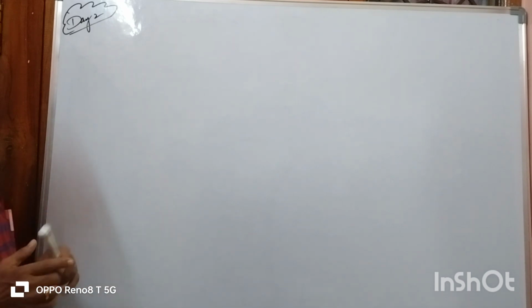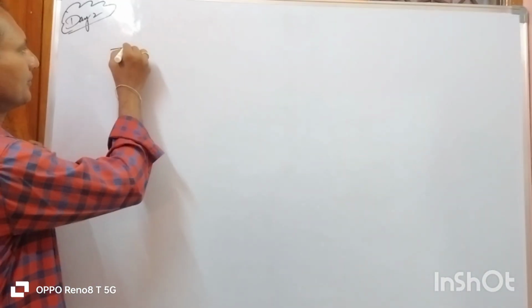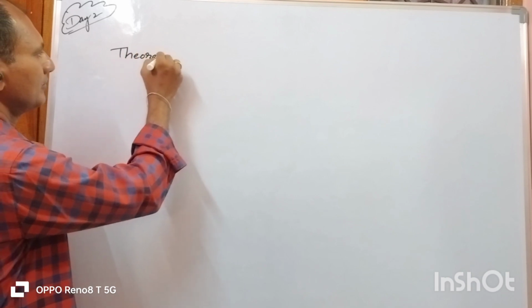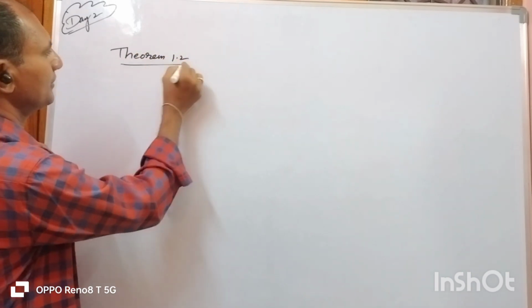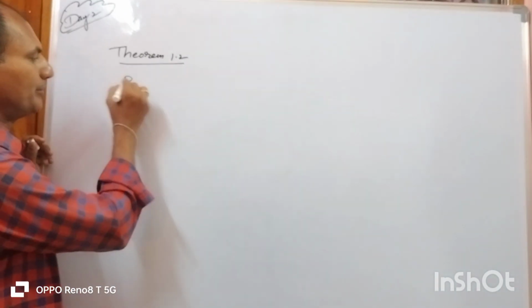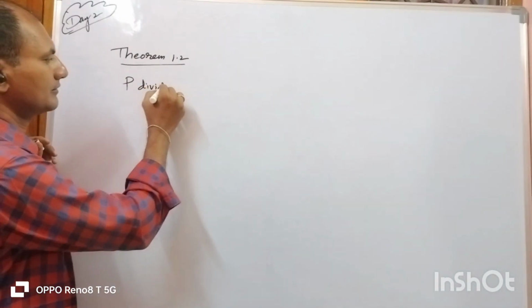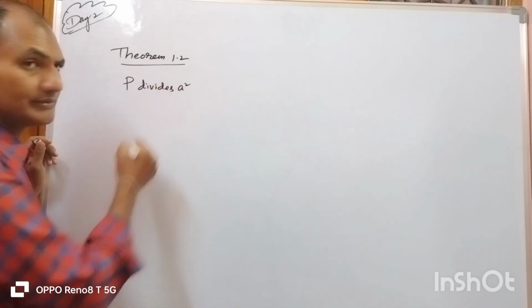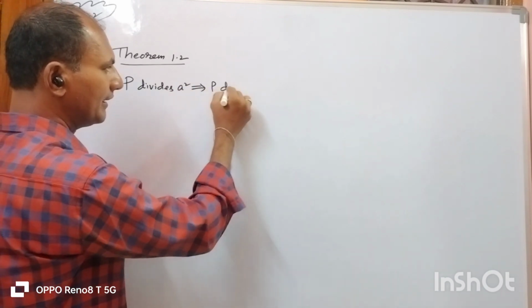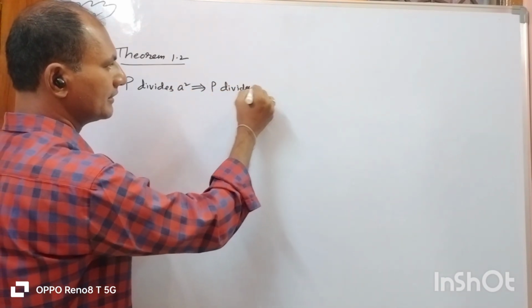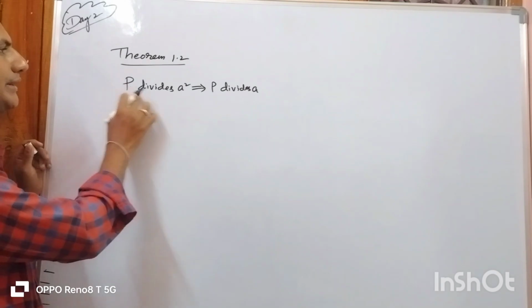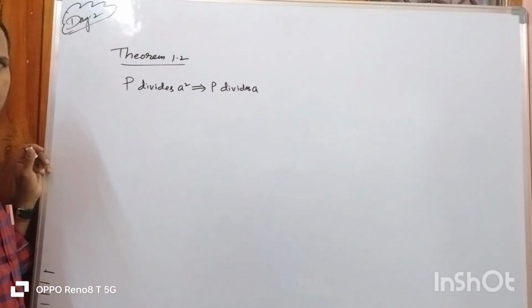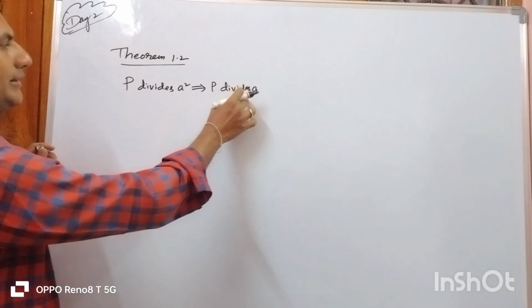Okay. See, now the theorem 1.2. What is the theorem? If P divides A square, then P divides A.